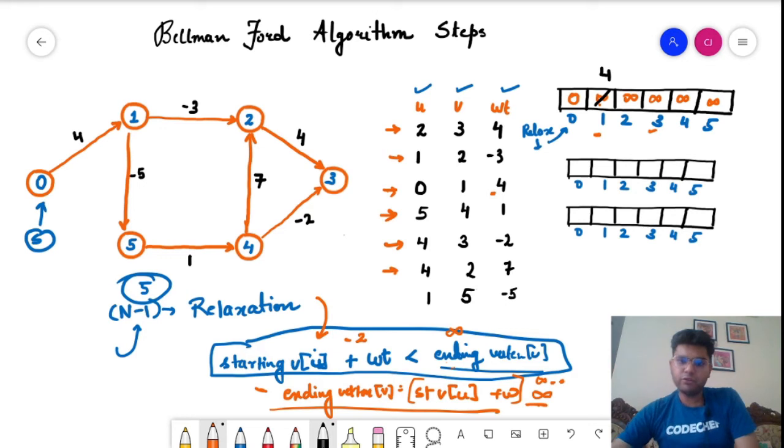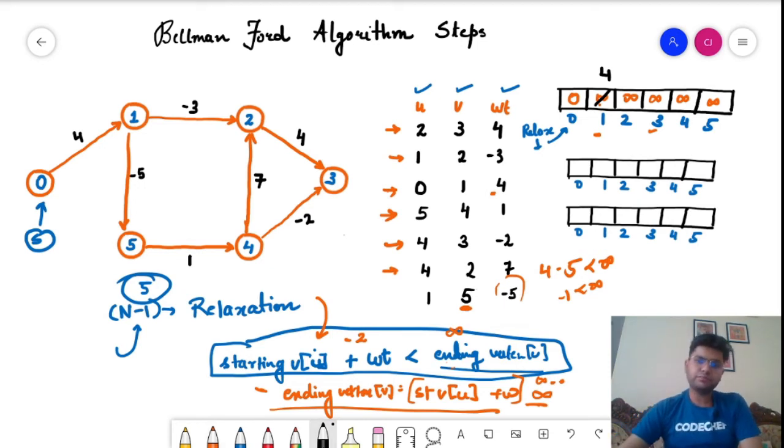1 and 5. If you look at this carefully, 1 is already updated. So 4 plus the weight corresponding with this edge, that is minus 5. 4 minus 5, is it less than infinity? Yes, minus 1 is less than infinity. So we'll update this 5. So the weight at 5 will be now minus 1. So this is the single iteration of the relaxation that we have done. How many times do we need to do it? We need to do it n minus 1 times. So this is the relaxation 1.